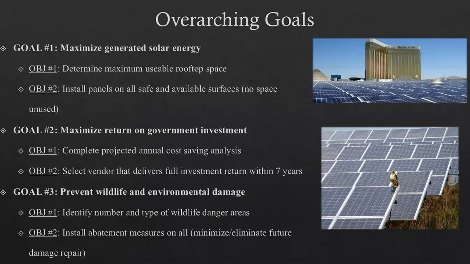The plan consists of 3 main overarching goals with 2 achievement objectives within each. To achieve maximum solar energy, goal number 1, we will survey and obtain hard dimensional values for the rooftop space that we can use, and then leave none of that potential space unused in installing the panels and harnessing solar energy. The second goal is we want to maximize the government's return on their investment.